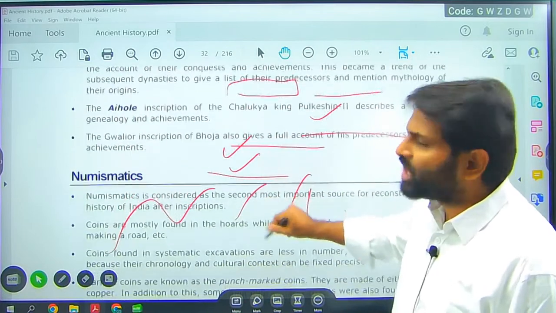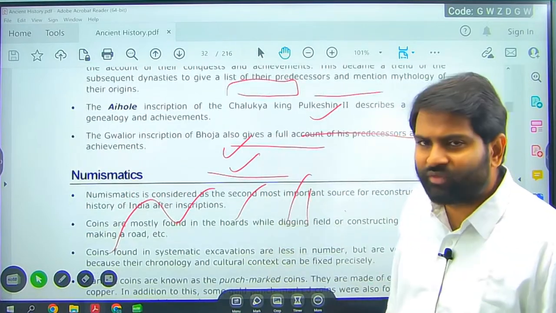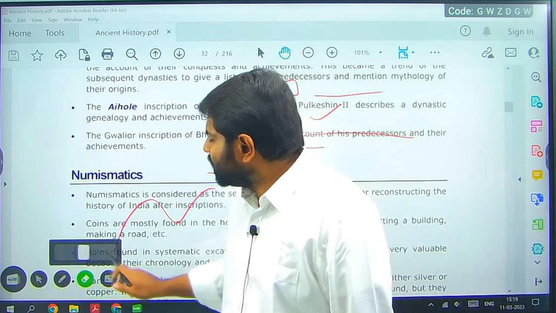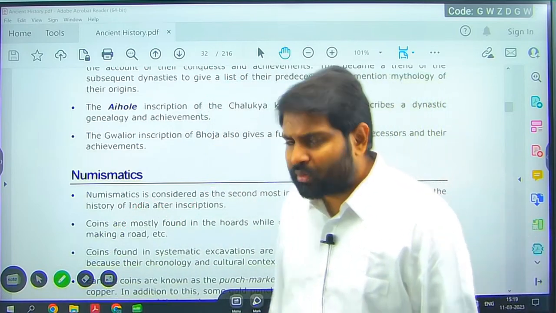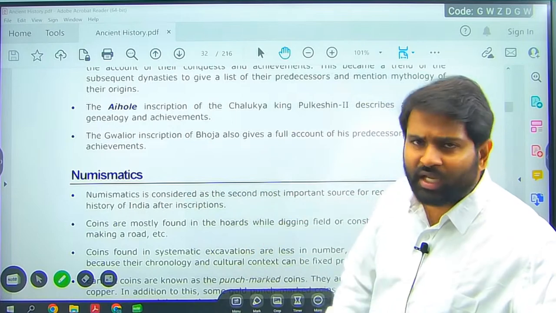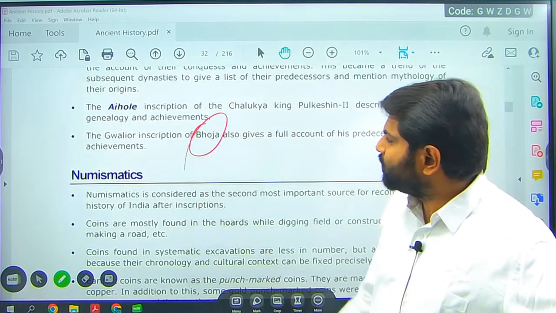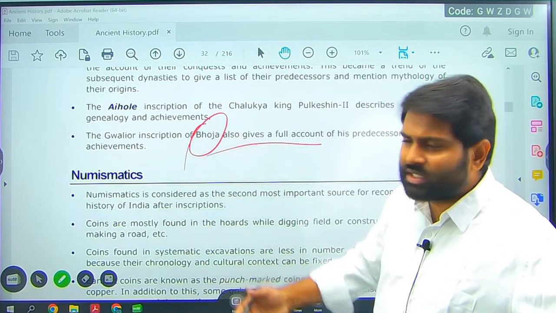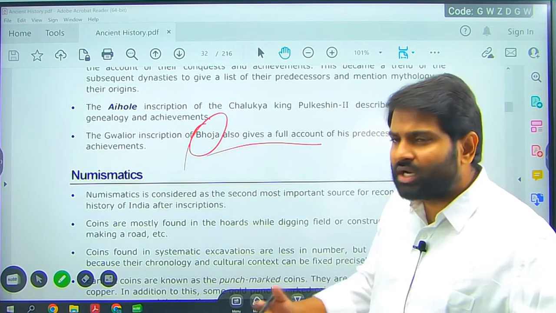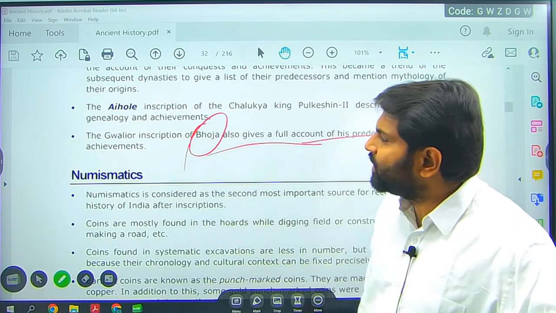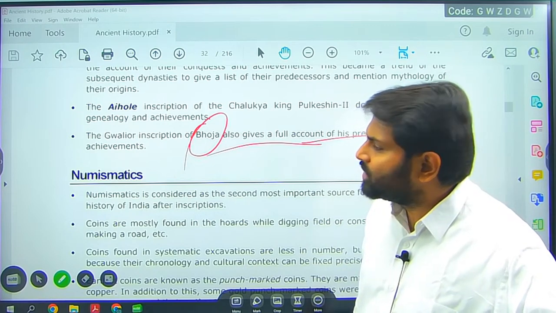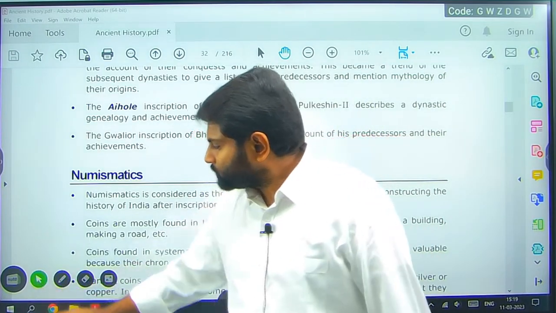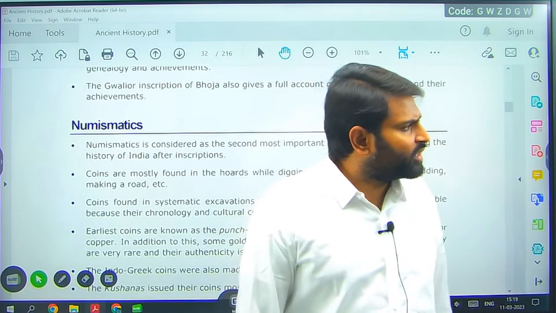The Aihole inscription of the Chalukya king Pulakesi II. Pulakesi II was a very strong ruler, and the Aihole inscription talks about this Western Chalukyan king, his society, his polity and his conquests, right? The Gwalior inscription of Bhoja. Bhoja is the person, Bhojpuri, you must have heard about the language. Whenever you talk about Madhya Pradesh, Bhopal, right? He is one of the important persons, especially in literature. It gives a full account of predecessors and their achievements. So the Gwalior inscription is another important inscription which we talk about in ancient history. These are going to be the standard sources for reconstructing the history for you.